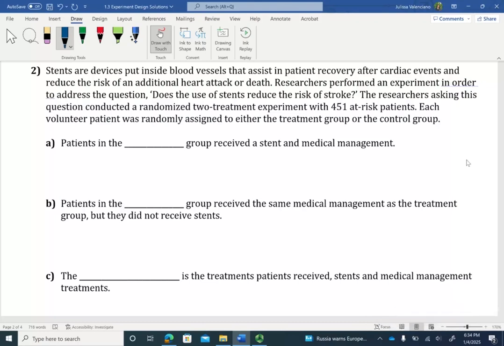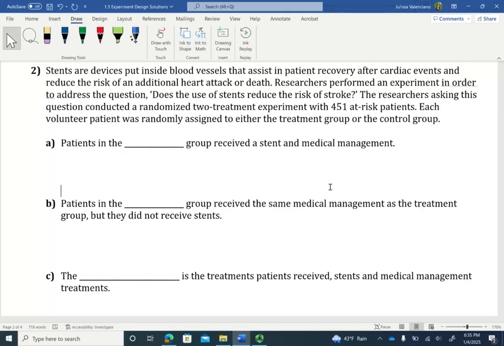Now we're going to look at an experimental study, and we're going to focus on identifying some of the main characteristics of an experimental study. Let's go ahead and start by reading the description of the study. Stents are standard devices put inside blood vessels that assist in patient recovery after cardiac events and reduce the risk of an additional heart attack or death.